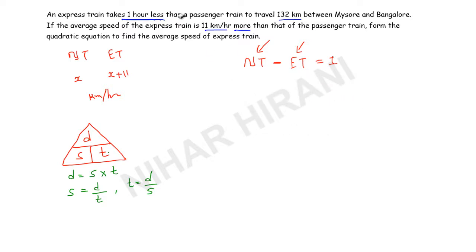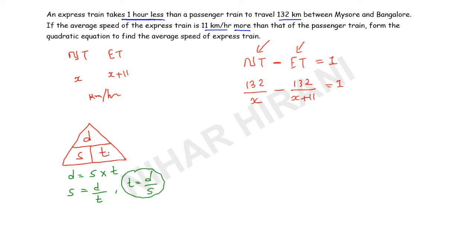Now let's go ahead. So what is the time taken by normal train? So we will use this formula, that is for time. So time taken by normal train will be distance over speed. Distance is 132, normal train speed is x. Now express train distance is same but speed is x plus 11, and that's 1. Now we can form the equation very easily. So here we will take LCM.